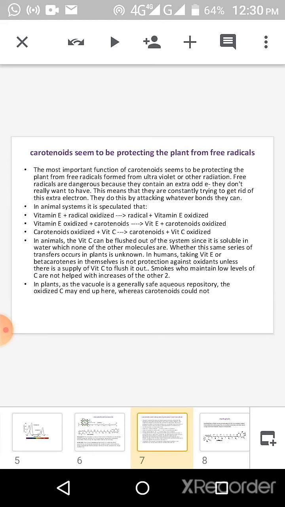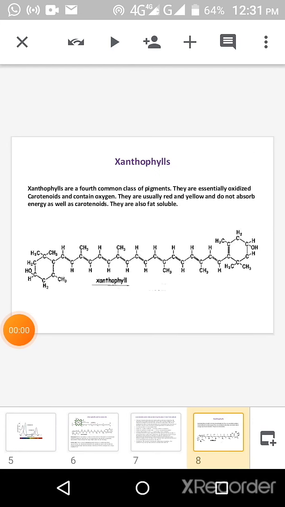In humans, taking vitamin E or beta carotenes by themselves does not protect against oxidants unless there is a supply of vitamin C to flush it out. In plants, the vacuole is a generally safe aqueous repository. The oxidized C may end up there, whereas carotenoids could not. Xanthophylls are another class of pigments. They are essentially oxidized carotenoids and they contain oxygen. They are usually red and yellow and do not absorb energy as well as the carotenoids. Even xanthophylls are also fat soluble.